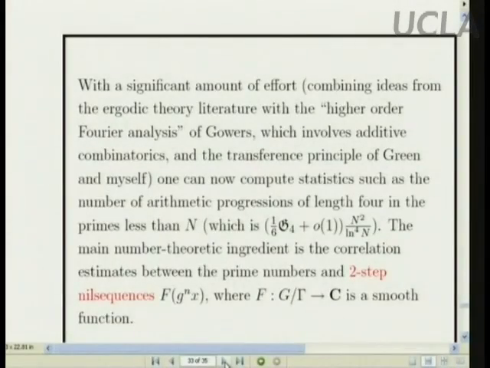But very recently, Ben Green and I understood these two-step nilmanifolds and how they correlate with primes. This took 3 papers, each about 60 pages, but we managed to do it. And as a result, we can do things like count progressions of length 4, and that is where we're at right now. We're working now on progressions of length 5, 6, and so forth, and other patterns of this type.